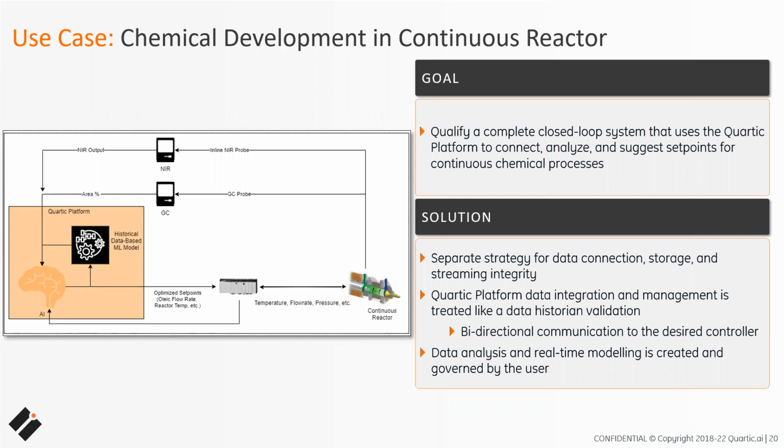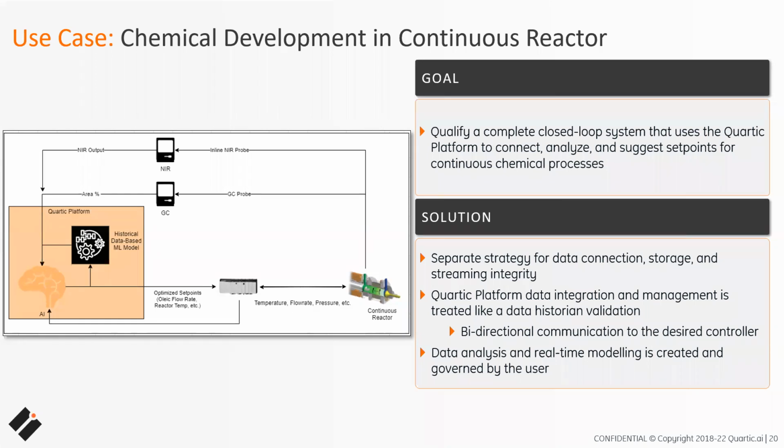First, we separated our strategy for the data connection, storage, streaming and integrity from the analytics. The data integration, the management, is treated like a data historian validation. Data is streamed from the edge via a controller, from PAT, through whatever protocol is available. In this case, it was OPC, and stored in a cloud environment. Now, it was important to have bidirectional communication to the desired controller so that the intelligence, machine learning models, could suggest set points back down to the controller. Second, the data analysis and the real-time modeling is completely governed by the user.